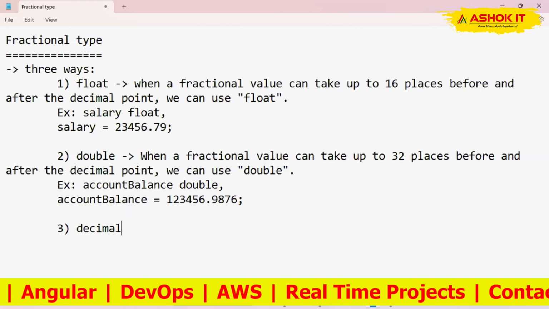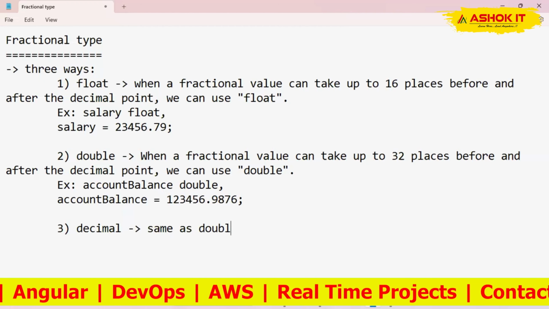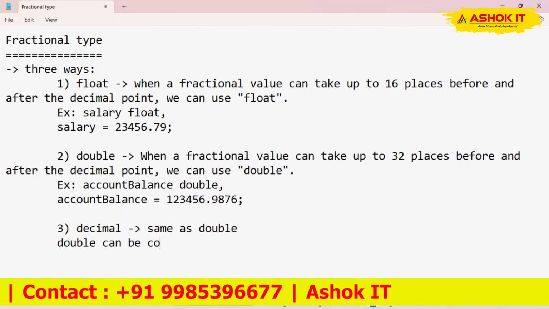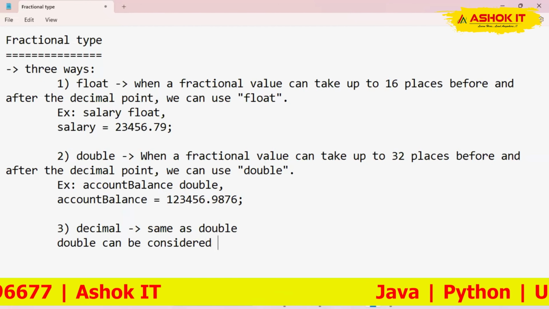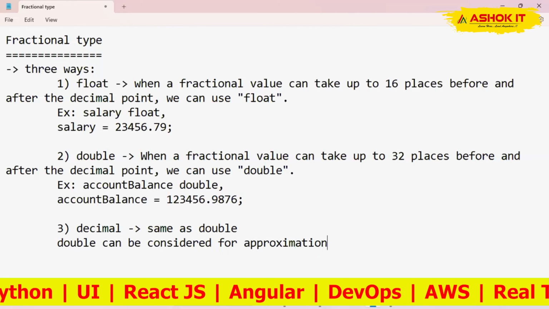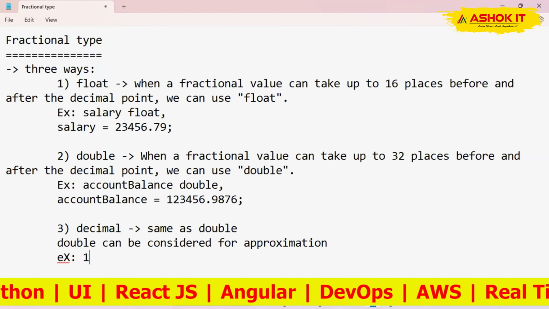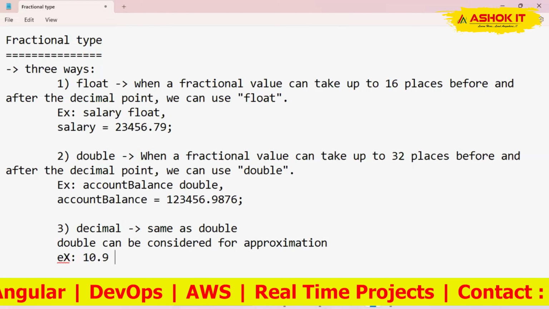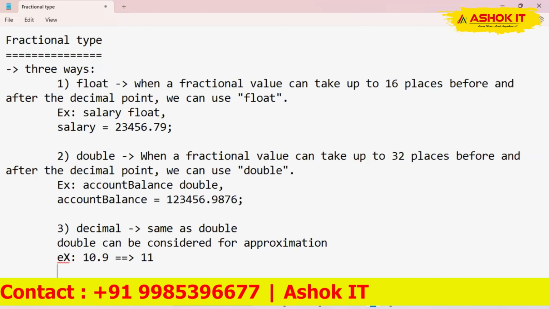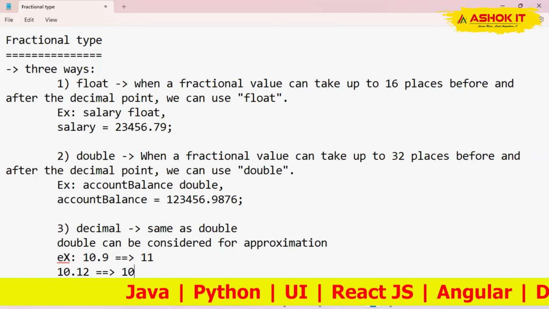Then what does decimal mean? Decimal is the same as float and double, but the only difference is that double can be considered for approximation. Approximation means, for example, when we consider 10.9, the nearest value for this is 11. If you have a number like 10.12, the nearest value is 10. So this is the meaning of approximation.